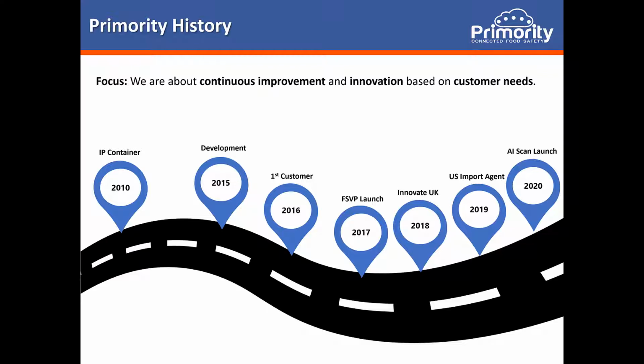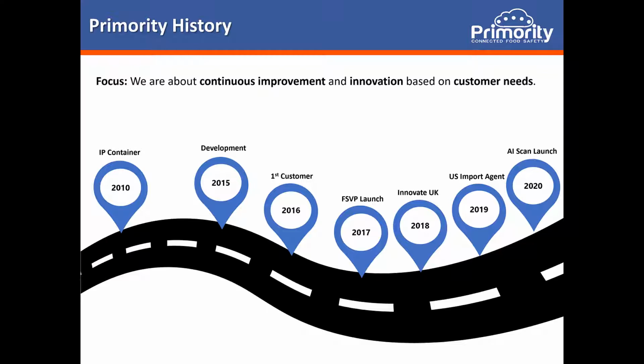2018, we applied to Innovate UK for some funding to help us develop what you're about to see. We won that funding. 2019, the FSVP side was going very well, so we launched a new business called US Import Agent, which is doing extremely well. That focuses on helping companies export to the US and comply with the FSMA, Food Safety Modernization Act, and also the FSVP Foreign Supplier Verification Programme rules.